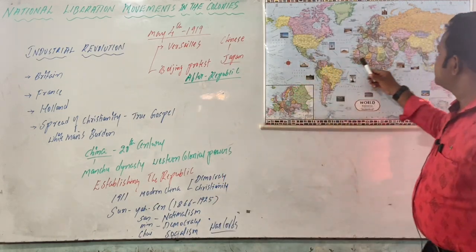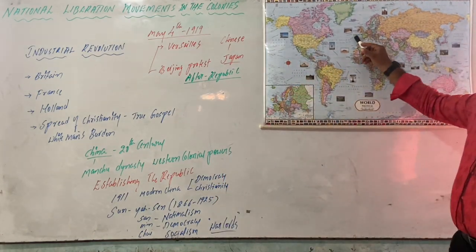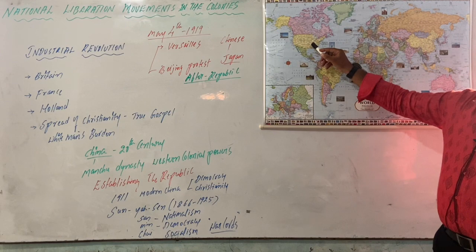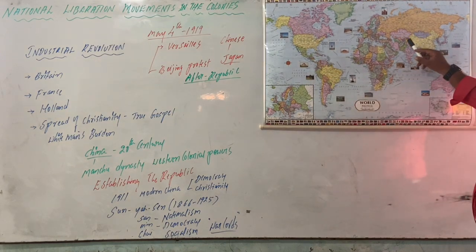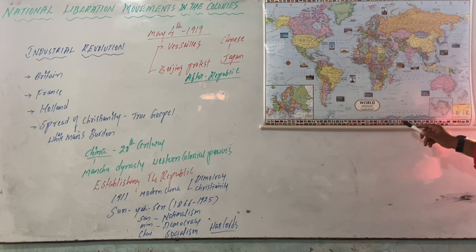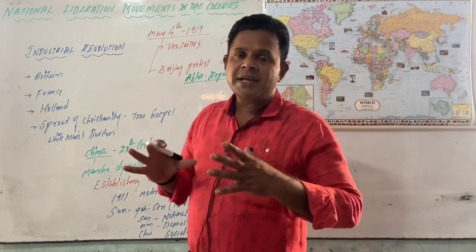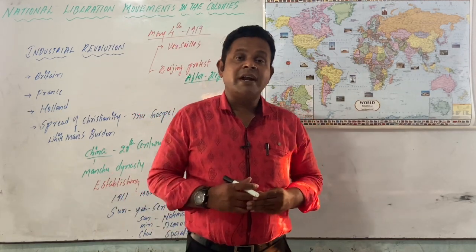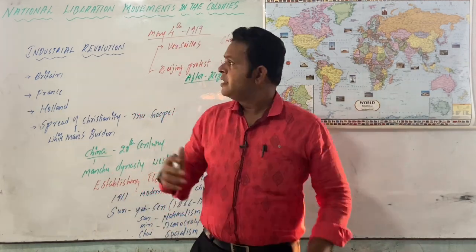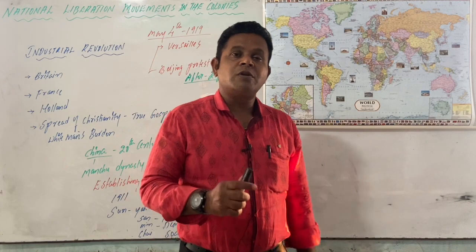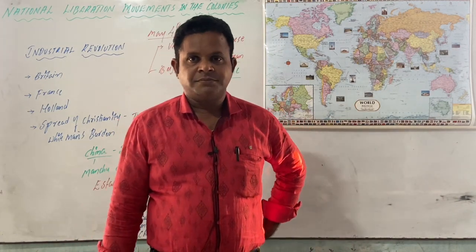As you know, if you look at the world map, Europe, Africa, North America, South America, entire Asia, Australia, Antarctica. So in these, how did the Europeans make their colonies, how did the Europeans make their entry?